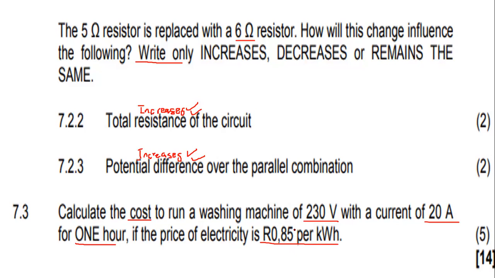It is 0.85 rands, which basically amounts to 85 cents per kilowatt hour. So this is the cost per kilowatt hour when you buy your electricity. We are not asking you to calculate the cost per kilowatt hour. We want to know the cost of using that machine. Basically, we want the amount in rands. And we don't give you a formula in the formula sheet for this one.